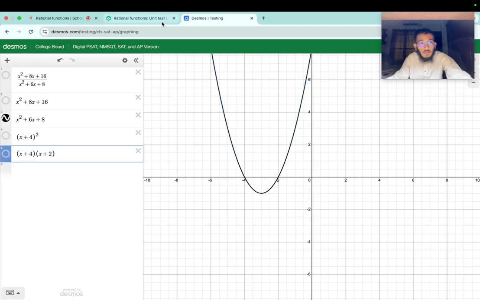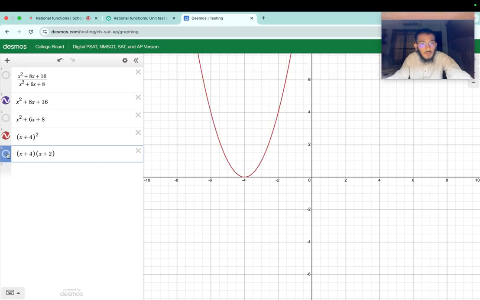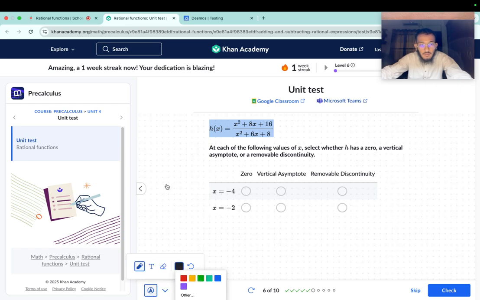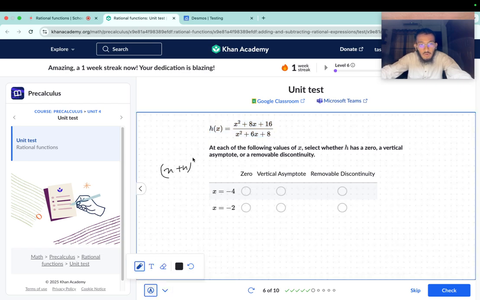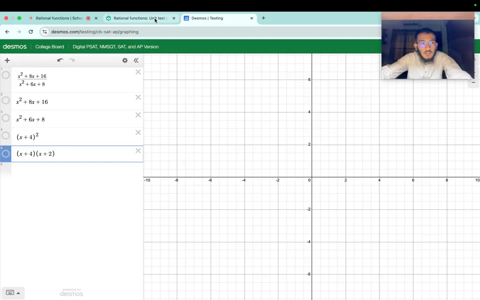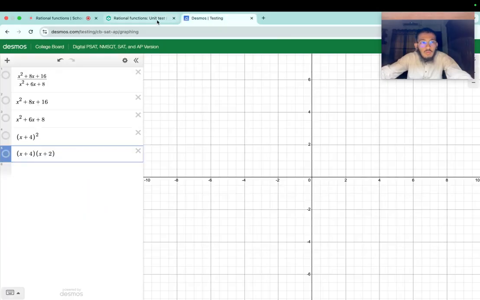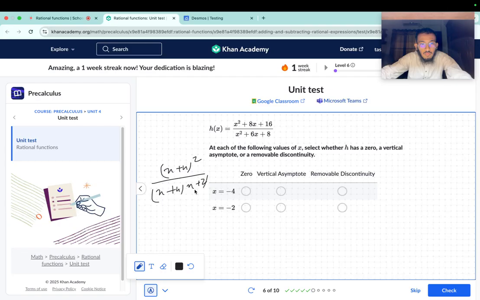So now, what do we have in the numerator? We have x squared plus 8x plus 16. So this thing is congruent to this thing. So we write x plus 4 whole squared above, x plus 4 whole squared, and divided by x plus 4 into x plus 2. X plus 4 into x plus 2.